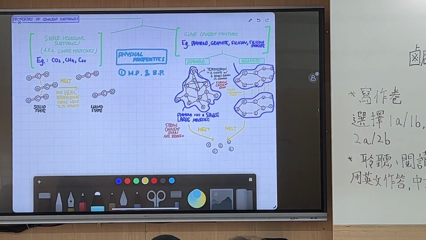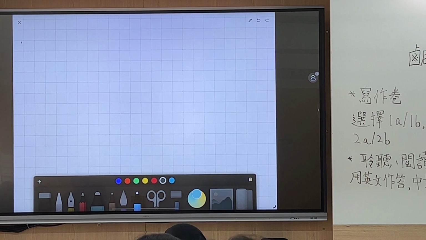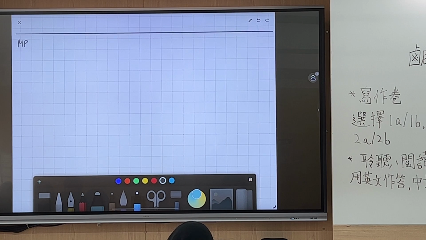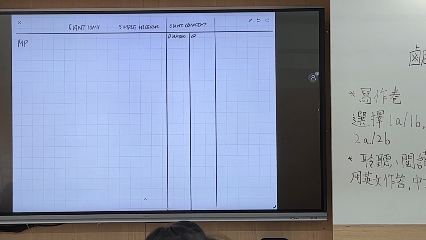Okay, so I'll just put it in here. So for giant covalent structure, you see melting point there. So melting point, and then you have giant ionic, giant simple covalent or simple molecular substance, and then you have giant covalent. So only for giant covalent do you need to have it split out into two, okay? And then you can write down diamond and graphite in no particular order. And you can put graphite first if you like. Just make sure you know one is diamond, one is graphite.